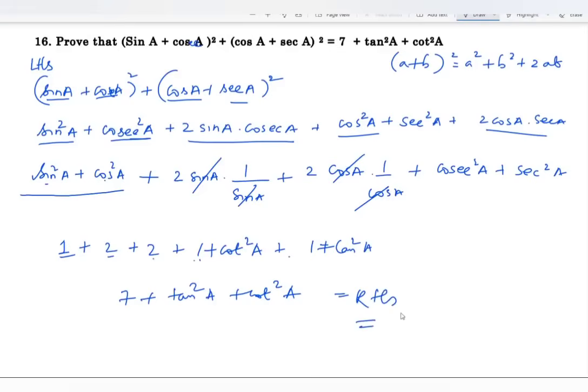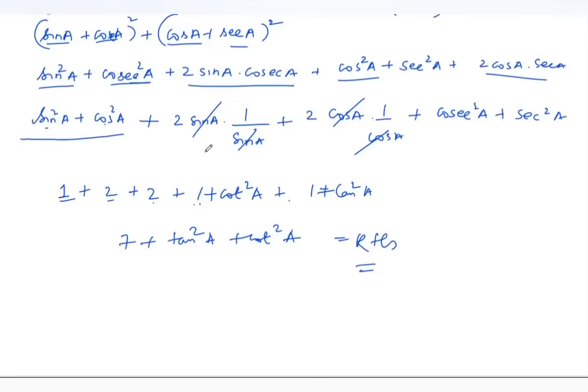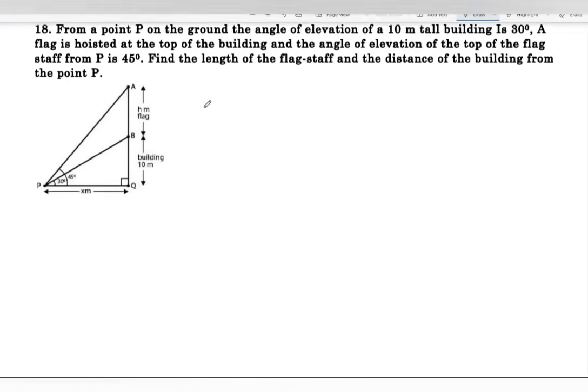Hence proved. Just apply the (A plus B) whole square formula and rearrange the terms. Use the reciprocals and identities 1, 2 and 3. Use all the identities: sin square A plus cos square A is 1, 1 plus tan square A equals secant square A, and 1 plus cot square A equals cosecant square A. Students, solve the questions from exercise 11.4. Definitely 3 more questions will be asked from that exercise.